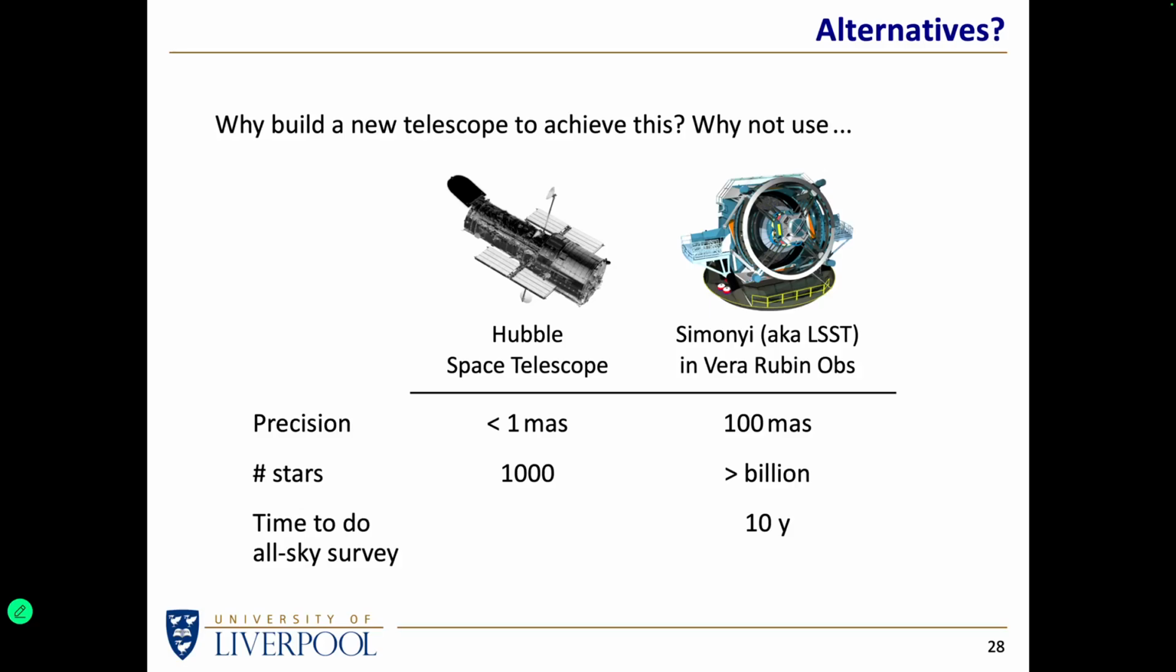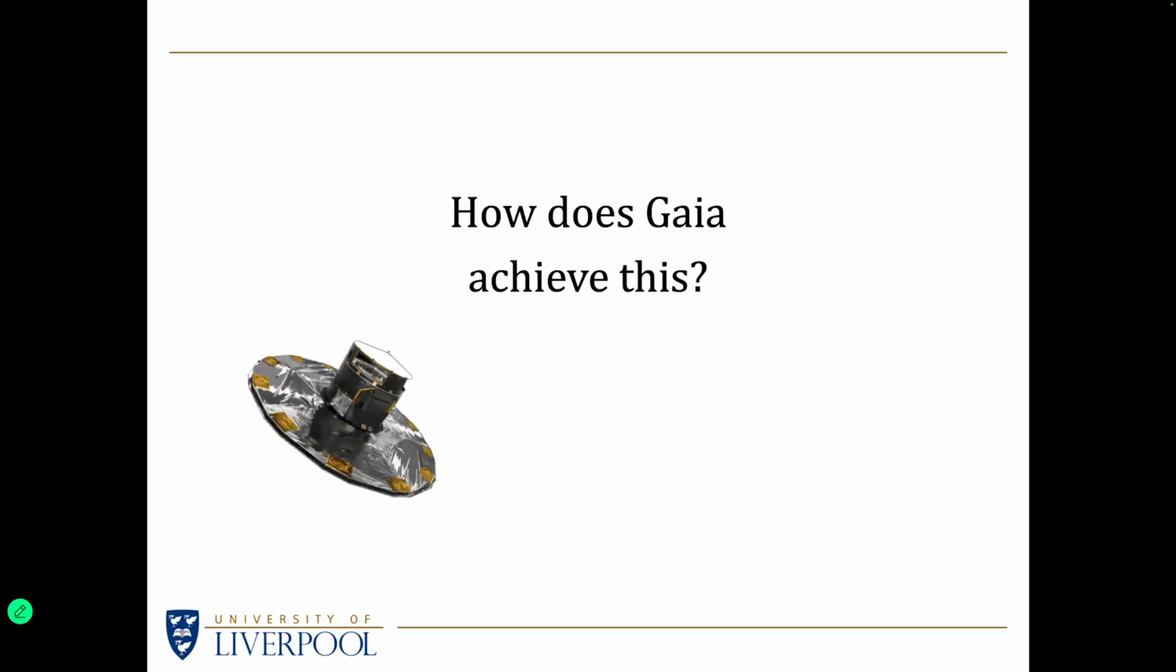And if you wanted the Hubble to map out 1 billion stars? Well, yeah, it could do that, but it would take thousands and thousands of years, and we don't think the Hubble is going to last that long. So no, there are no existing telescopes that can achieve what we want from Gaia. So how does Gaia do what it does?